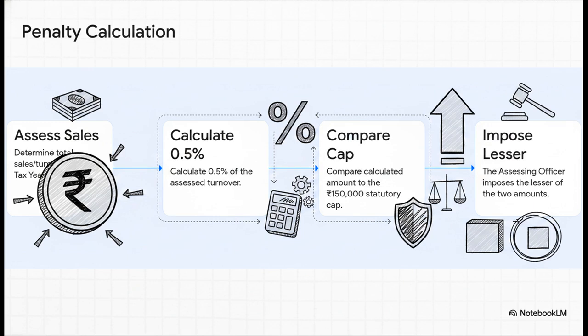Step 4, the law strictly dictates that the assessing officer must impose the lesser of the two amounts. In this case, since the statutory cap is lower, the penalty is locked at 150,000 rupees. It really makes the provision highly practical and predictable.